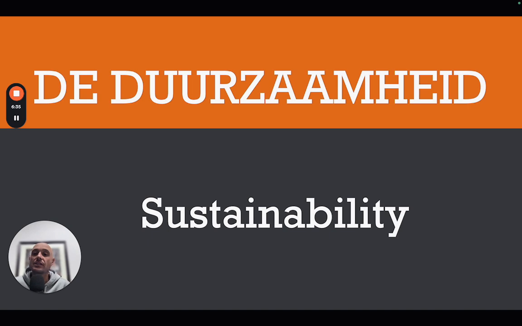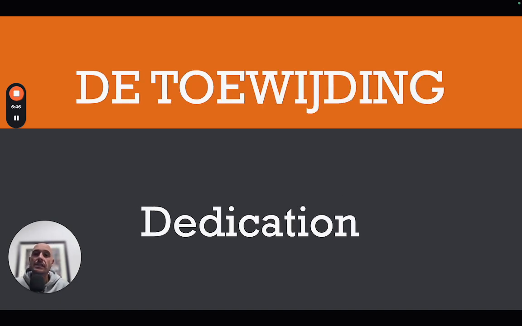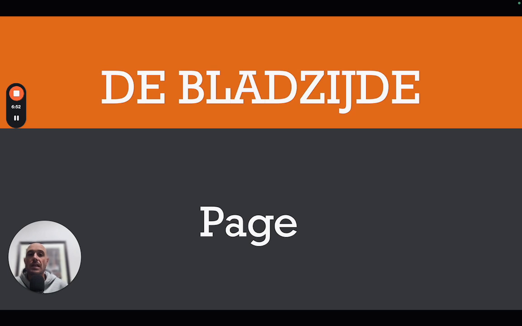We continue with de duurzaamheid. We use that word quite a lot when we talk about the environment, and that is basically sustainability. De duurzaamheid is sustainability. We continue with de toewijding. Toewijding is dedication, alright? Toewijding, dedication. And then we continue, and that's basically a synonym for the word pagina, which is also page, but we can also say de bladzijde. That's a page, or the page. As you can see, the article de goes along with it.